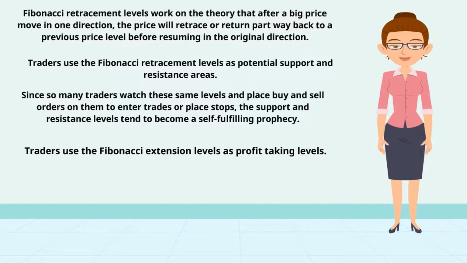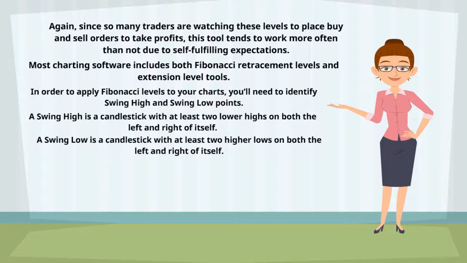Traders use the Fibonacci retracement levels as potential support and resistance areas. Since so many traders watch these same levels and place buy and sell orders on them to enter trades or place stops, the support and resistance levels tend to become a self-fulfilling prophecy. Traders use the Fibonacci extension levels as profit-taking levels. Again, since so many traders are watching these levels to place buy and sell orders to take profits, this tool tends to work more often than not due to self-fulfilling expectations.